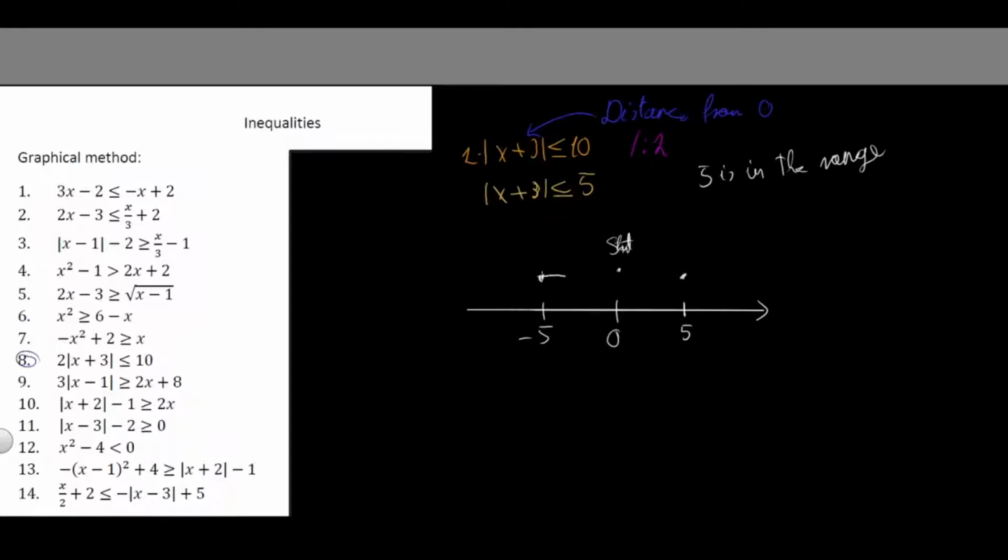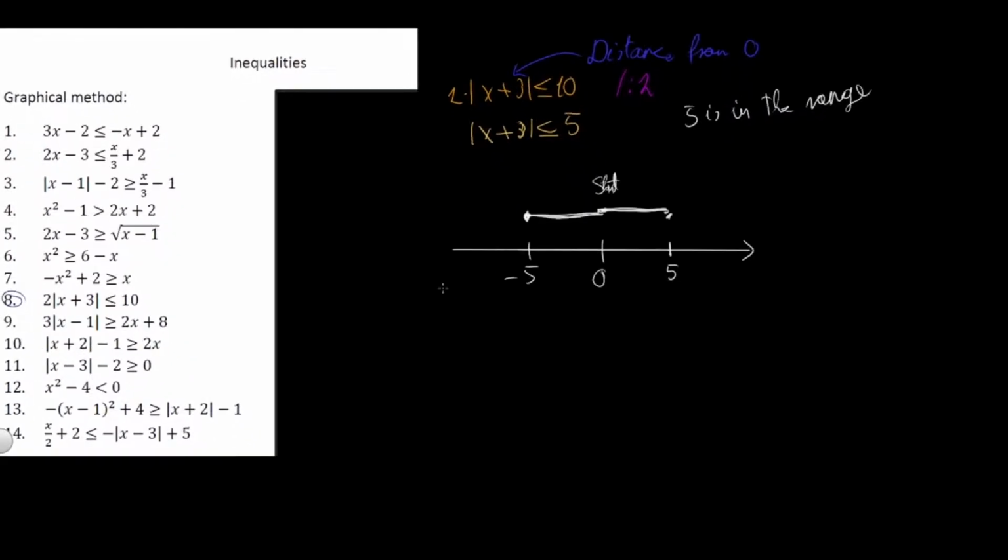So we draw a line here. It means that the distance is not greater than 5, so equal or less than 5. And the same on the other side of the number line. So basically that is the solution of x plus 3.